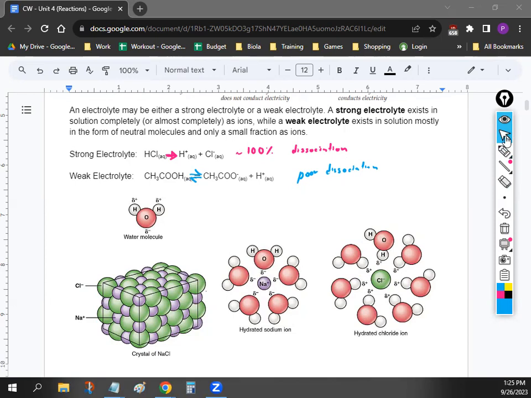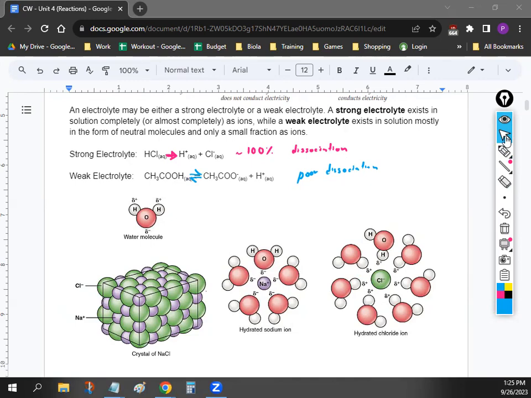Yeah. Should it be the other way around? Yeah, that's what I thought too, but electrolyte means break apart, so strong, so good at breaking apart, I guess. I don't know. I don't make up these definitions. Some of these don't make any sense at all. All right, make sense? Easy peasy?